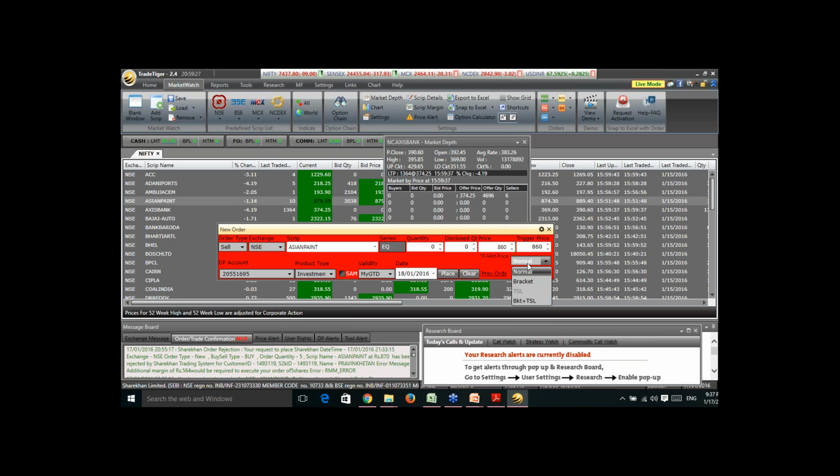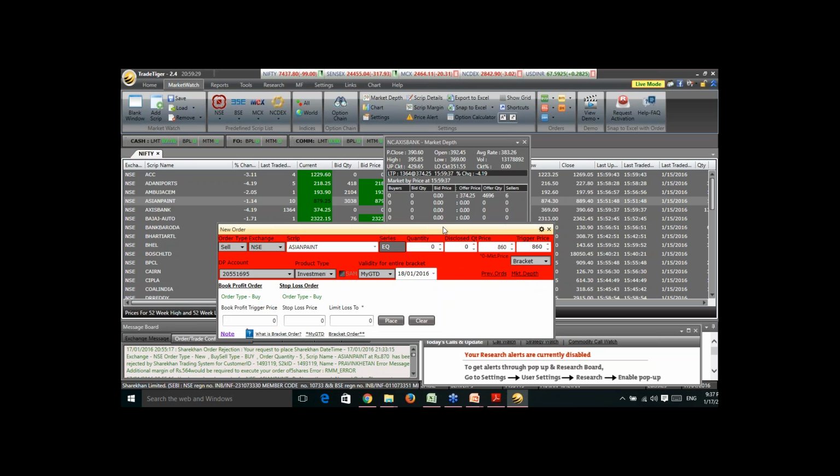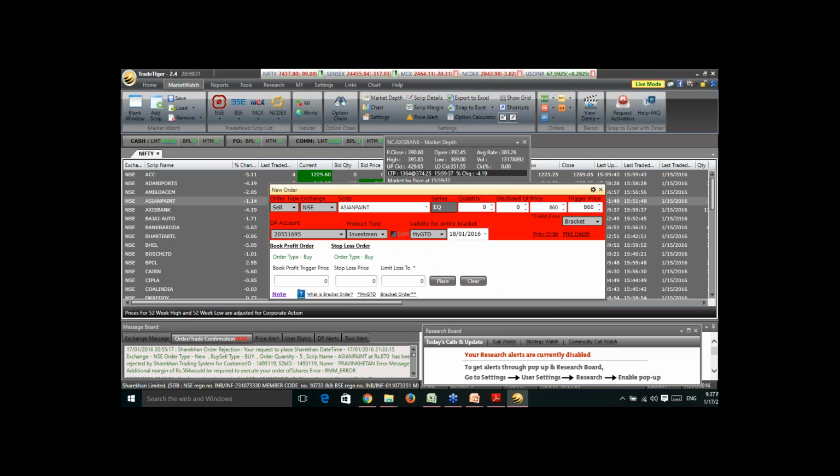Now we have bracket orders also. What is a bracket order? Bracket orders are very simple orders, easier to handle. Let's say you want to buy 100 shares at 879. You put the book profit trigger price, meaning I want to sell at 900, and you put a stop loss price, let's say 860, and place the order.